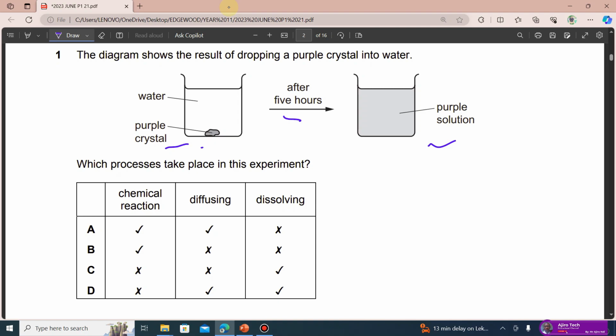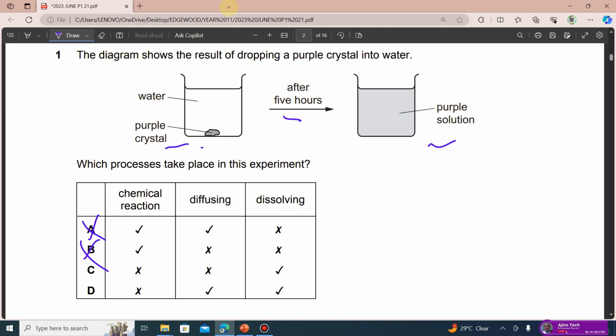Now, we look at the options and we eliminate the ones that are not in line at all. If you look at option A, remember that for the purple crystal to change the color of water, it must have dissolved. So look at the options, which one cancels out dissolving? Option A and option B. These two options are off because they do not represent what has happened in this process, because for the purple crystal to change the color of the solution, dissolving must have occurred. So we are left with option C and option D.